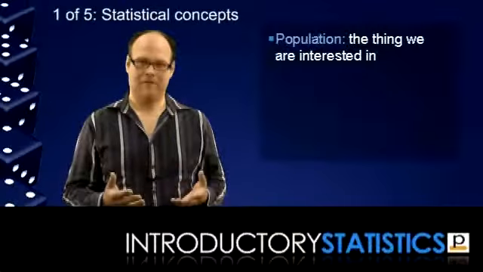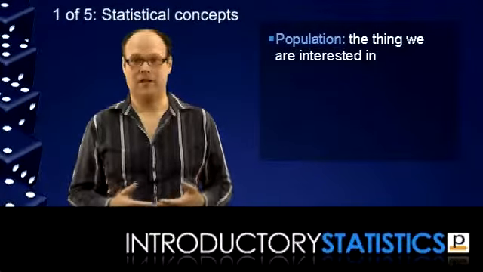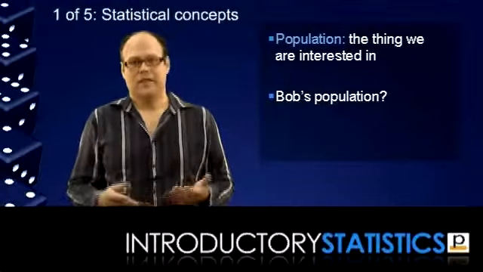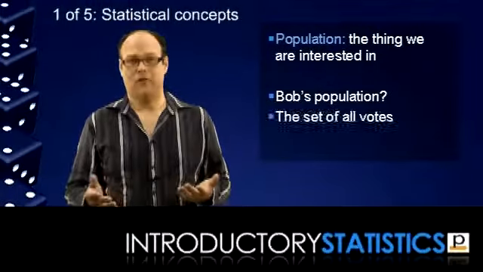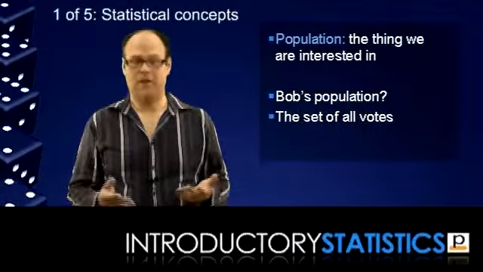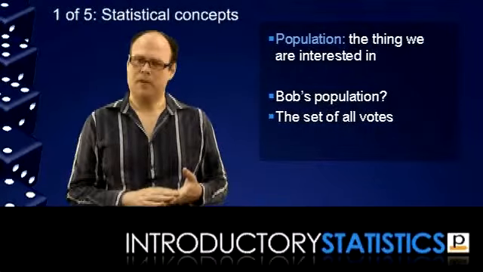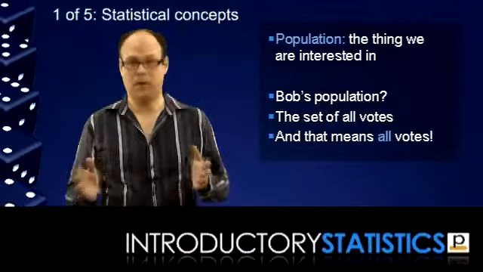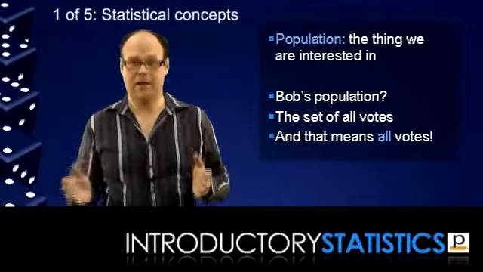Now, the name that we give to the thing that we are interested in and would like to explain is the population. So what's Bob's population? Well, Bob's really interested in all the votes, because if he knows how all the votes are going to go, then he's already answered his question. So Bob's population is the set of all votes. It's all votes across the entire federal election, and that's a rather big population, and Bob's going to want to know as much as he can about it.